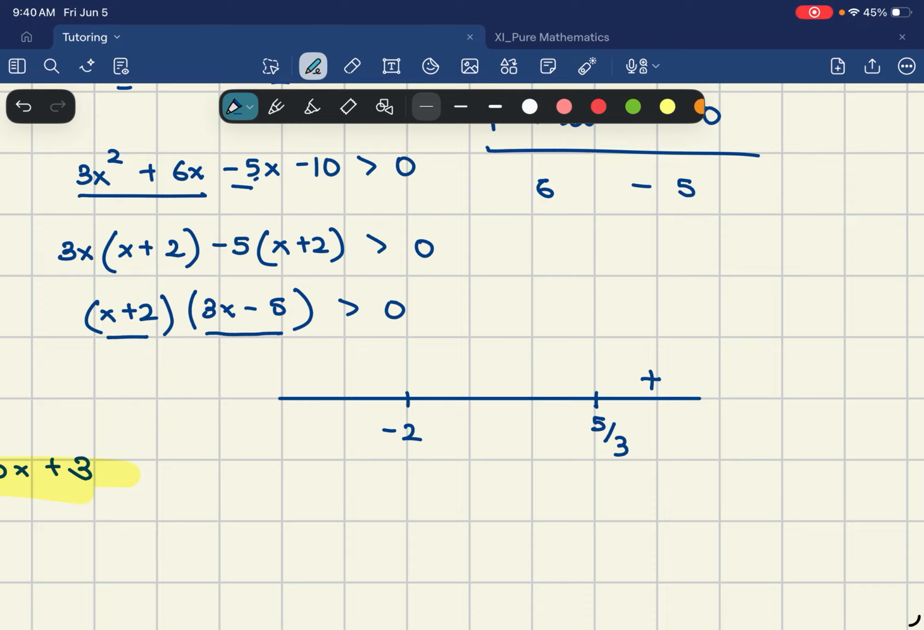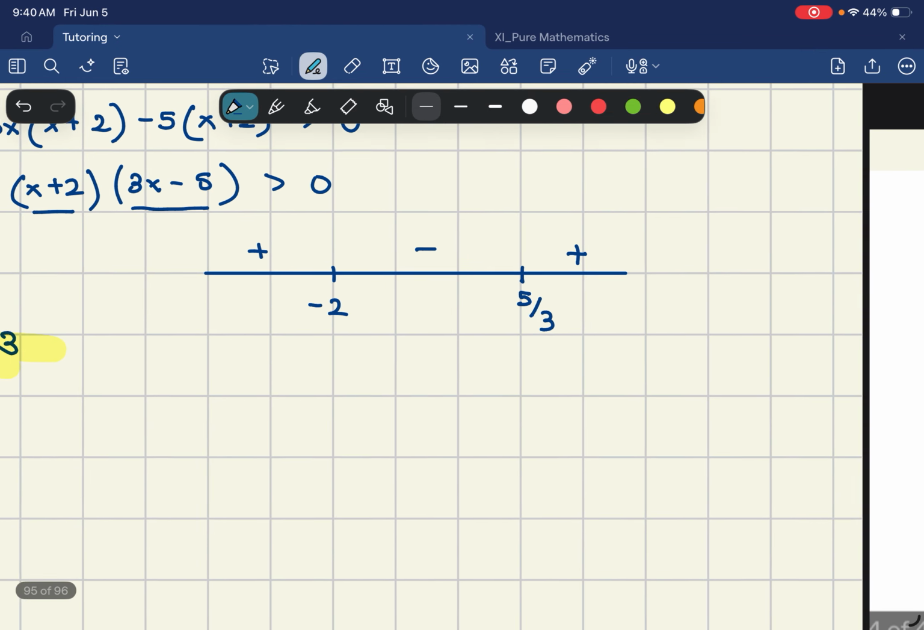Substitute a number between negative 2 and 5 over 3. 0, right? You substitute 0 here, you get this is positive. You substitute 0 here, you get something negative. So it's going to be negative between negative 2 and 5 over 3. Now substitute a number less than negative 2. Say negative 3. Negative 3 plus 2 is going to be negative 1, which is negative. Negative 3 times 3 is negative 9. Minus 5 is negative 14, which is still negative. Negative times negative is positive.